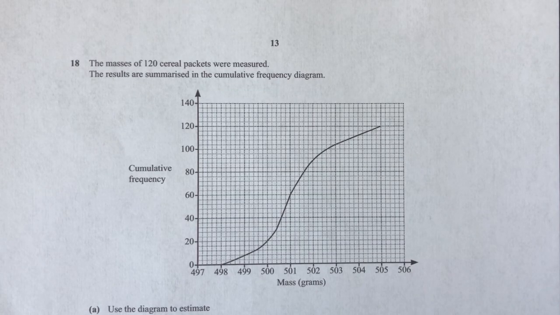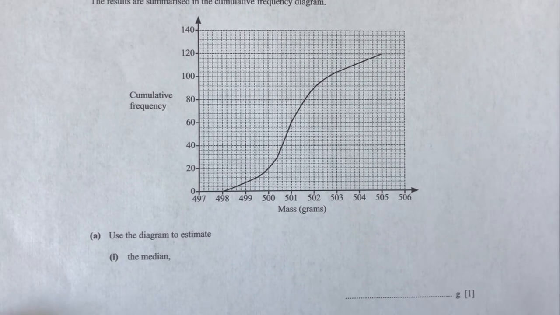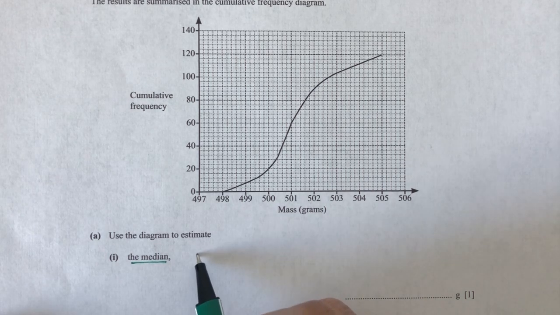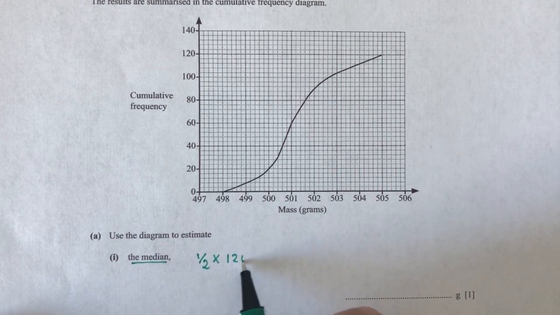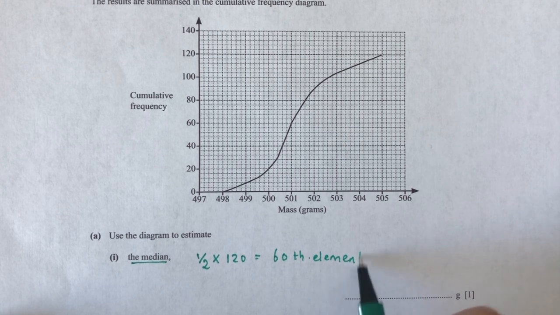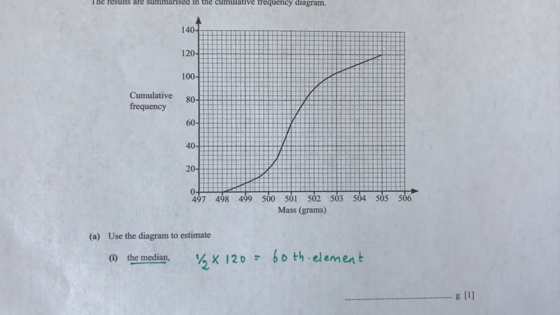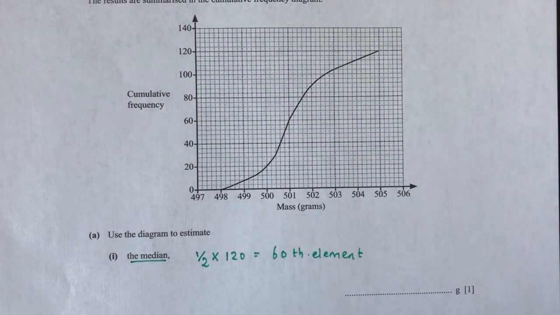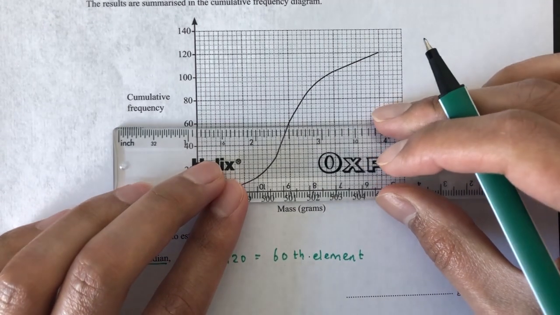Question number 18. The masses of 120 cereal packets were measured. Okay, so we have 120 packets in total. The results are summarized in the cumulative frequency curve, this one. So now question part one, use the diagram to estimate the median. So median is the midpoint of the elements, which is half times 120 will be 60. So the 60th element is the median. So we have to use the graph. So we have to go and find where 60 is. So 20, 40, 60 is here. So okay, when we see 60, we draw a horizontal line to cut the graph.